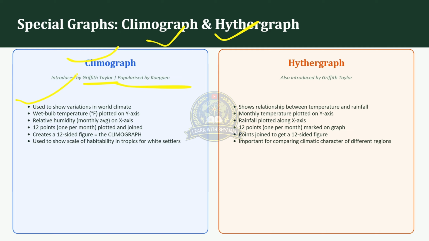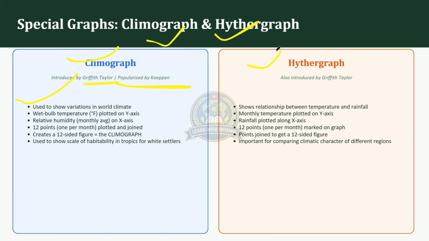Wet bulb temperature in Fahrenheit is plotted on the y-axis, and relative humidity monthly average on the x-axis. 12 points, one per month, are plotted and joined to create a 12-sided figure, the climograph, used to show the scale of habitability in the tropics for white settlers.